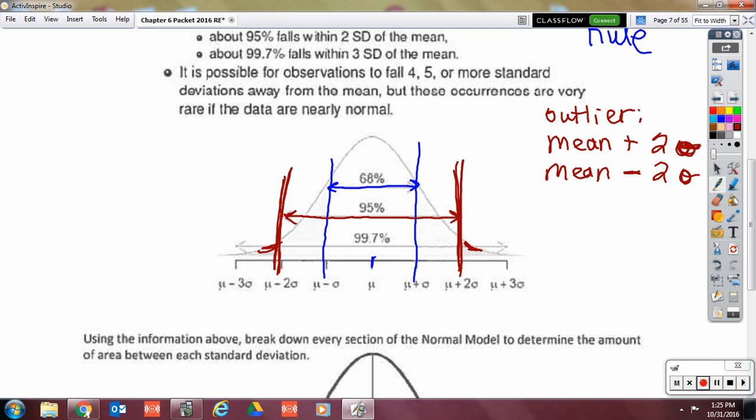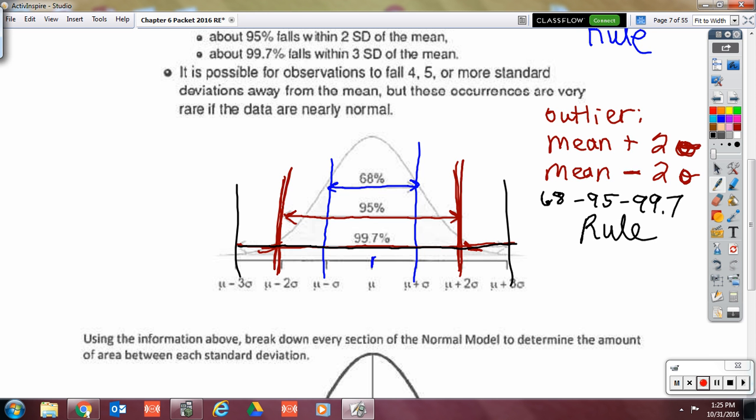Okay? All right, and then finally, 99.7% of data falls within 3 standard deviations. So this is strangely enough called the 68, the 95, and 99.7 rule.